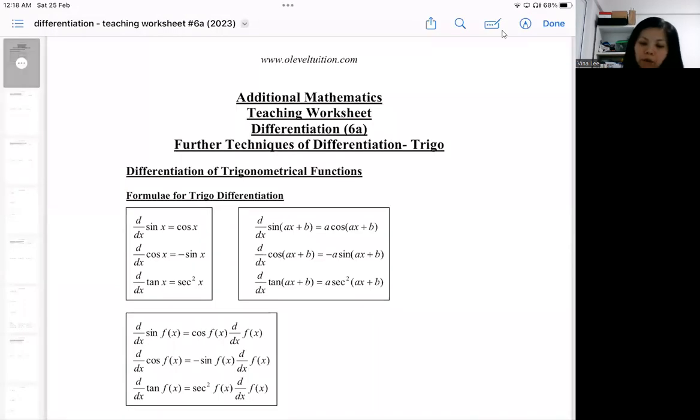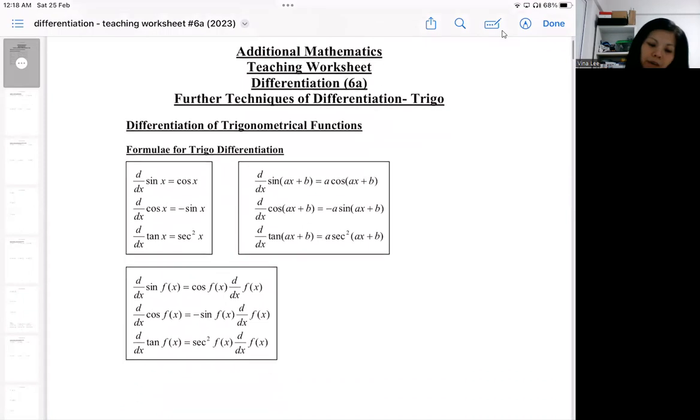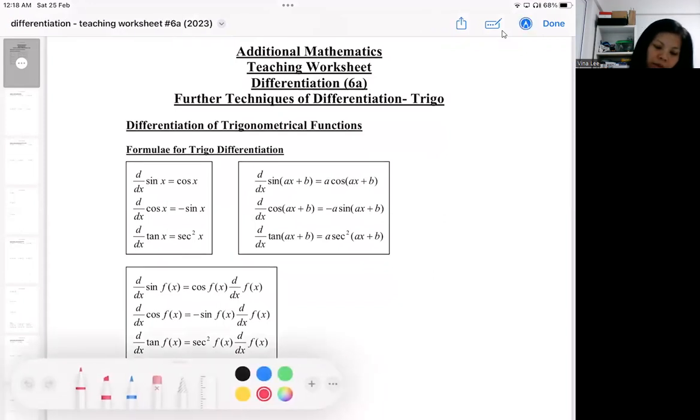Okay, so for this section of differentiation, we're dealing with how to differentiate trigo. There are three basic trigo functions: sine, cosine, tangent. So the formulas are here. Okay, I need to do a basic explanation first.